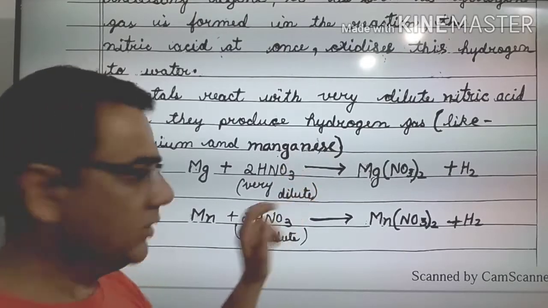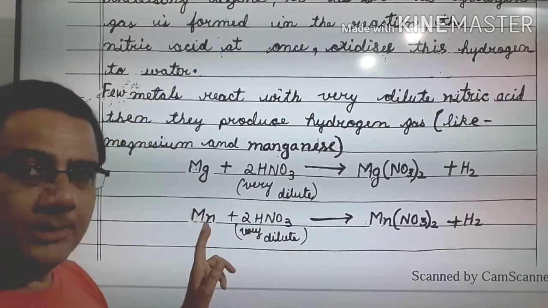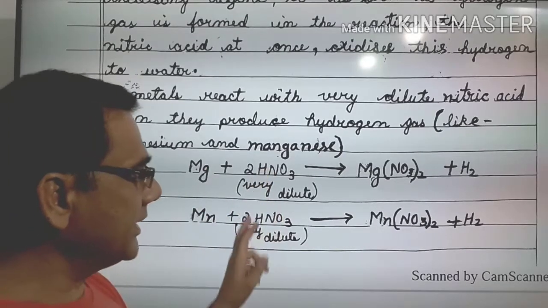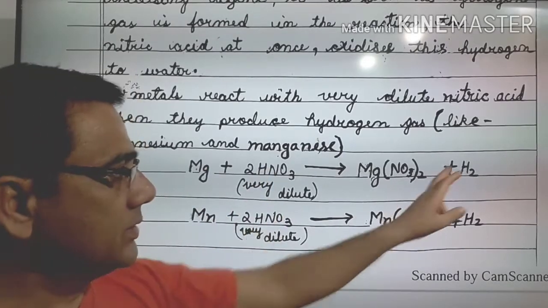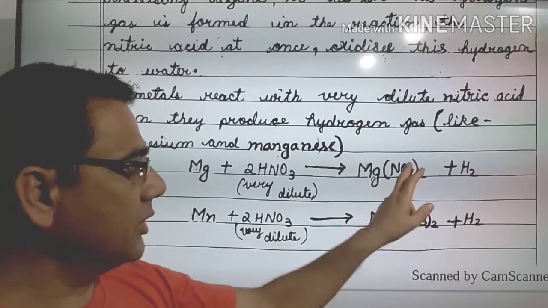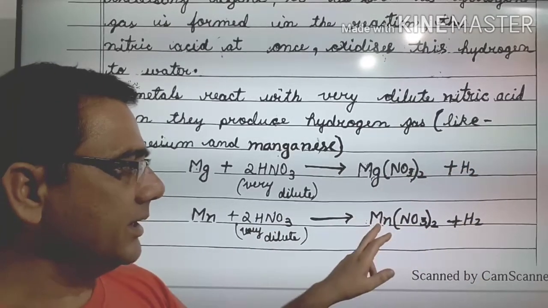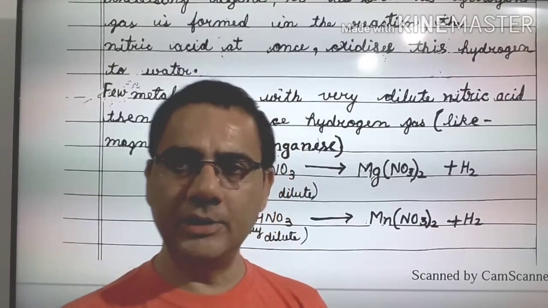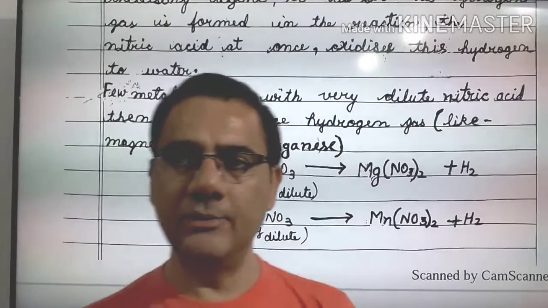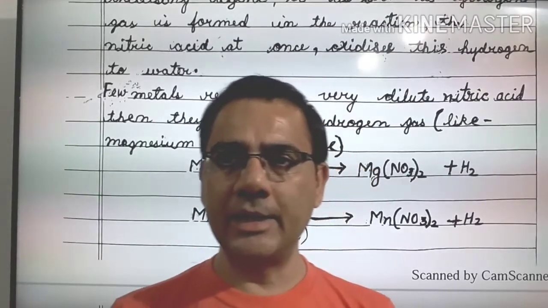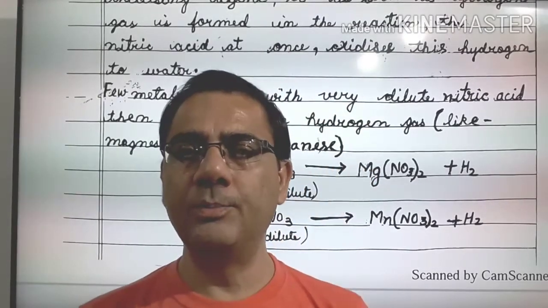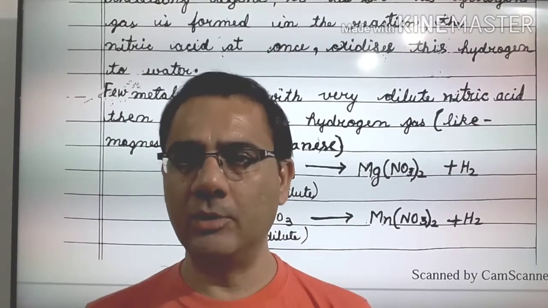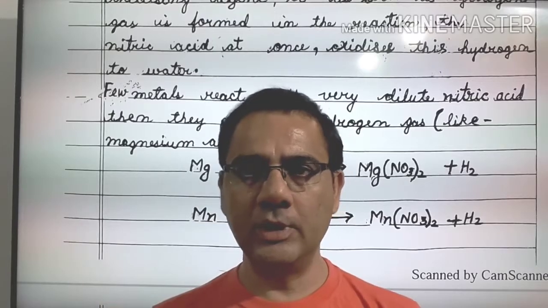So which I have told you just now, this is magnesium and this is manganese. Magnesium and manganese, when they react with very dilute nitric acid, may produce hydrogen gas with the formation of nitrate. This is magnesium nitrate and this is manganese nitrate. So why in very dilute conditions are they able to produce hydrogen gas? Because in very dilute conditions, the nitric acid is not able to produce oxygen for the reaction. So this is all about this topic. Now we go to the next topic.